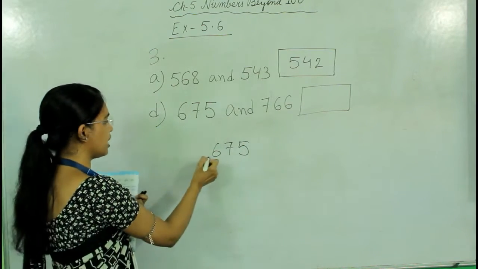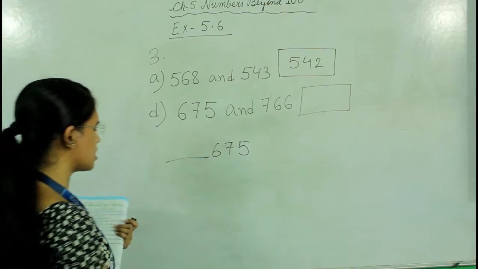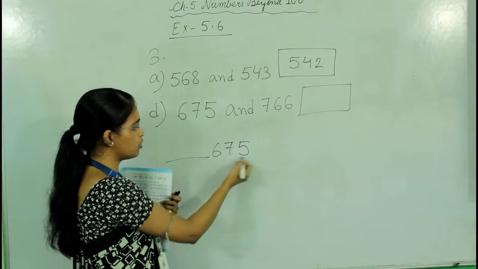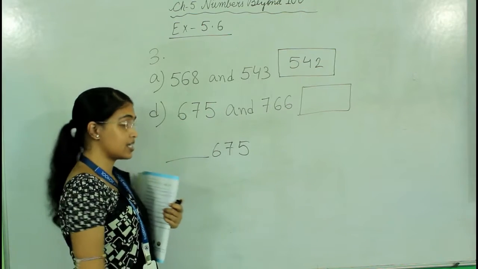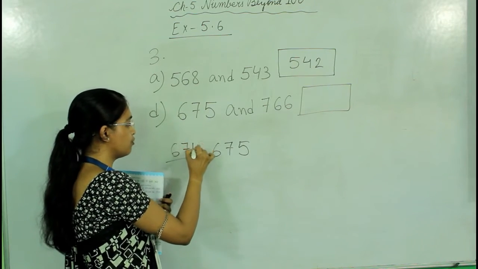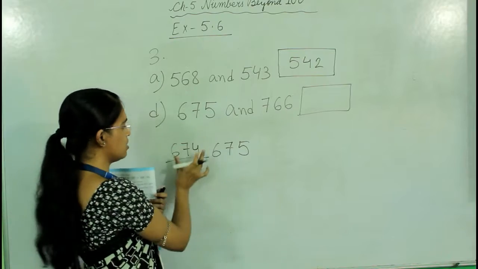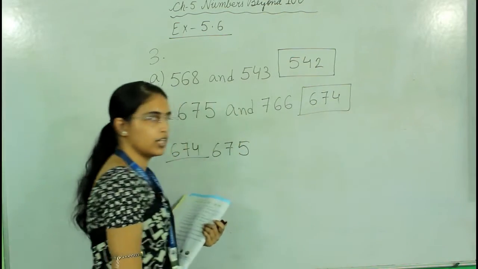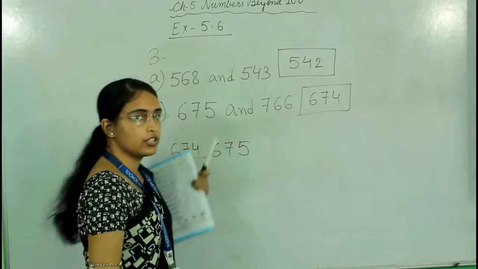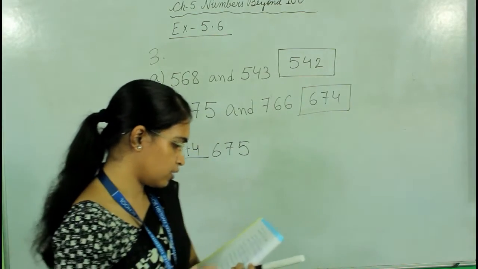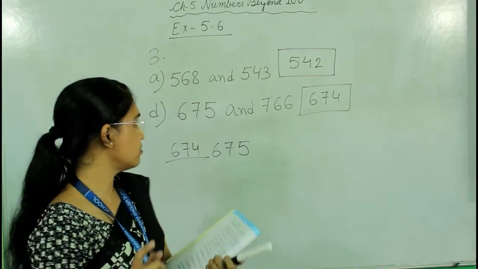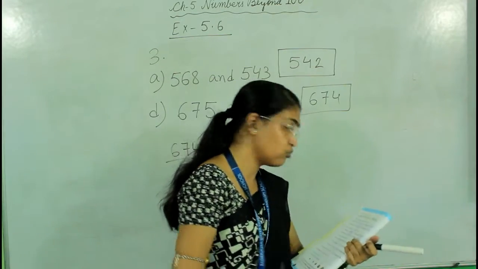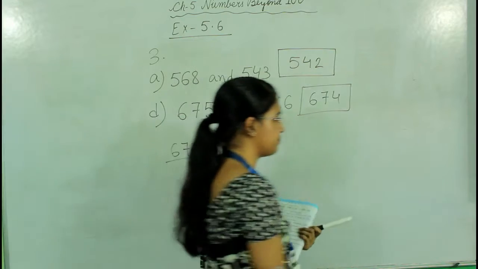Now 675 is the smaller number among these two numbers. Now what we have to do is find out the predecessor of this number, or the before number. So what comes before 675? 674. So the answer is 674. Okay, so this is the answer. In this way, do the rest of the questions, that is 3B and 3C. These two are your homework. Now we will proceed towards question number 4.